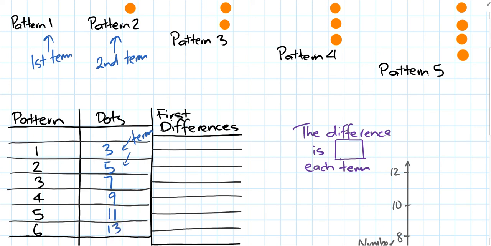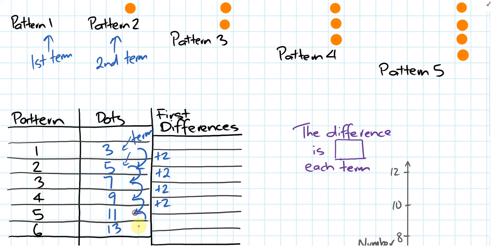And I've added a third column here, which we call the first differences. So we're looking at the difference between each successive term. So when I go from 3 to 5 dots, I'm actually adding 2. So from there to there, I add 2. Then to go from pattern number 2 to pattern number 3, that is going from 5 dots to 7 dots, I also add 2. So you can see as you progress through that you're adding 2 each time.